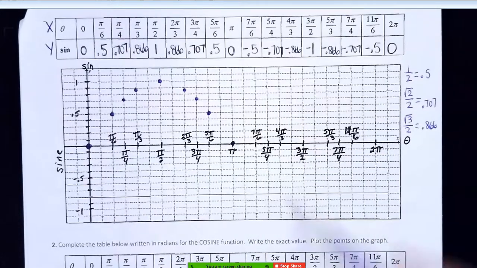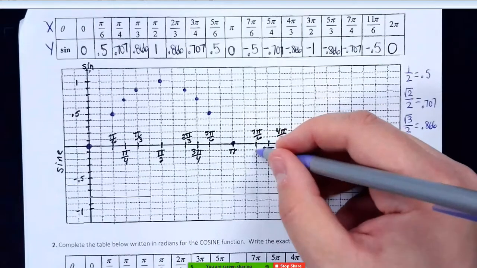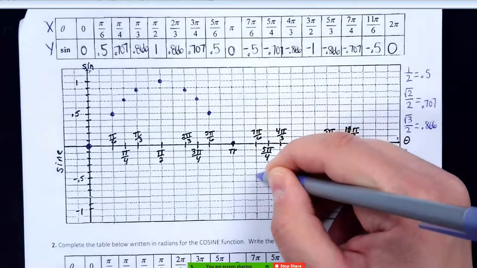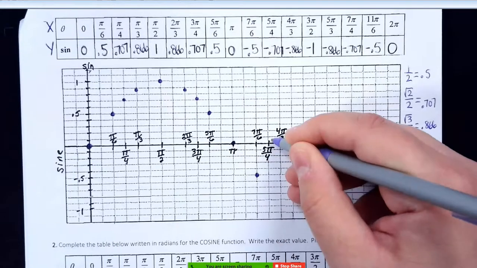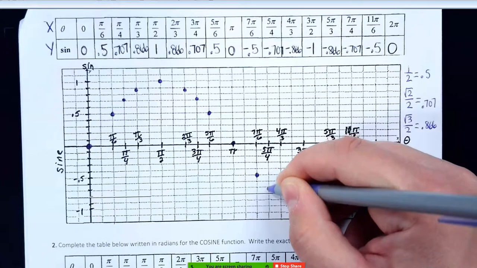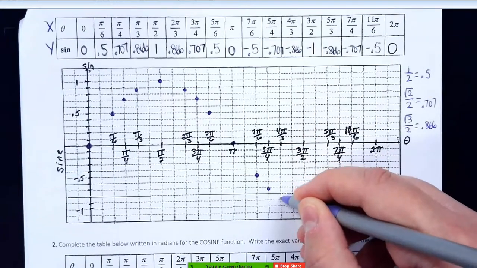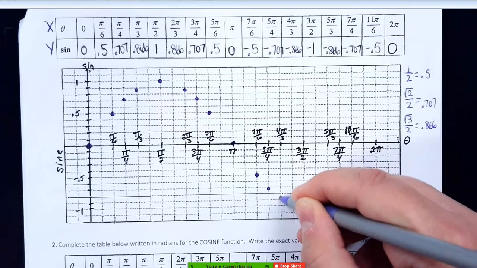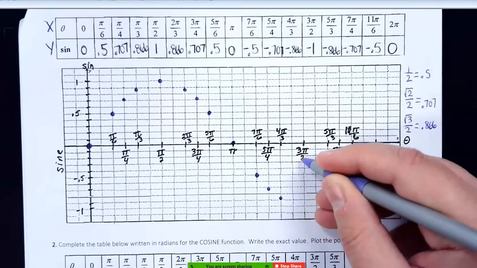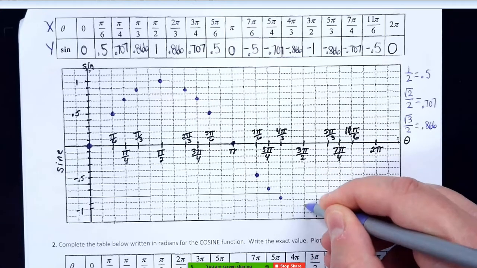So I'm going to skip over 2 spots here. At the 7 pi over 6, I am at negative 1/2. And then 5 pi over 4, I'm at negative 0.707. And then at the 4 pi over 3, we are at negative 0.866. And then you're going to make sure you skip over 2 here. 3 pi over 2, you are at negative 1.